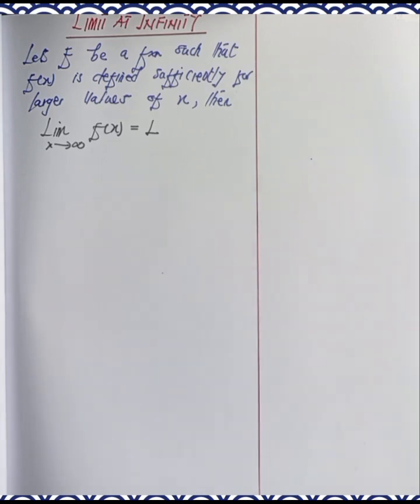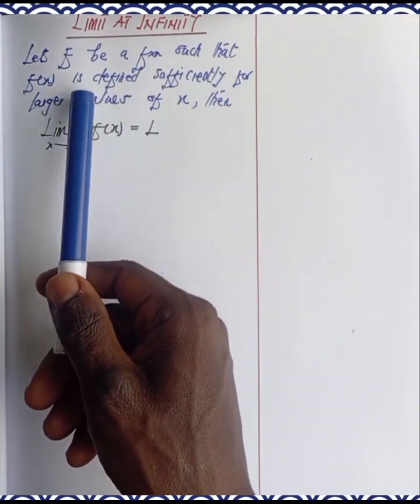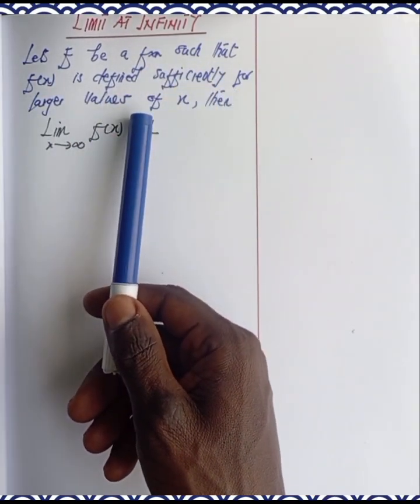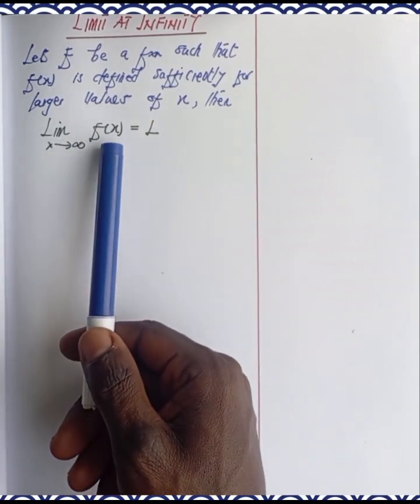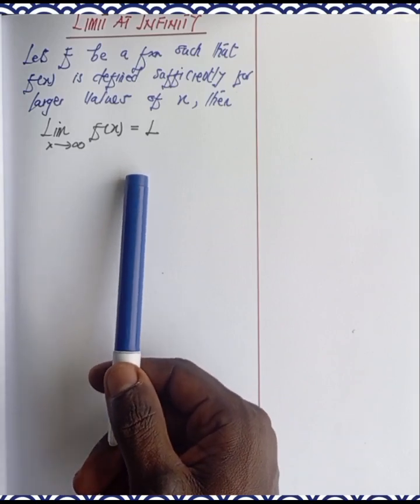We are going to learn how to evaluate the limit at infinity of a function. Now let f be a function such that f of x is defined sufficiently for larger values of x. Then the limit of this function f of x as x approaches infinity is equal to L.